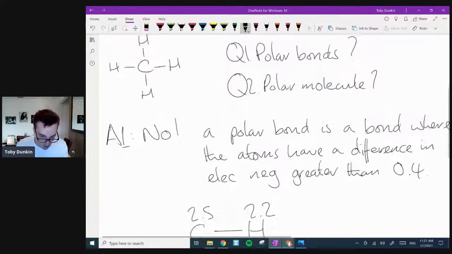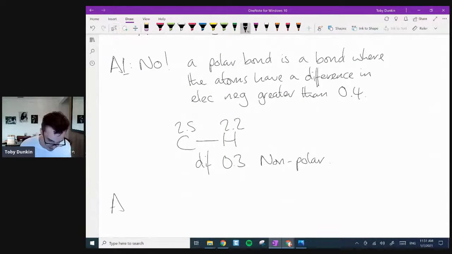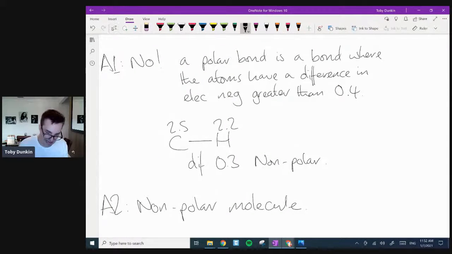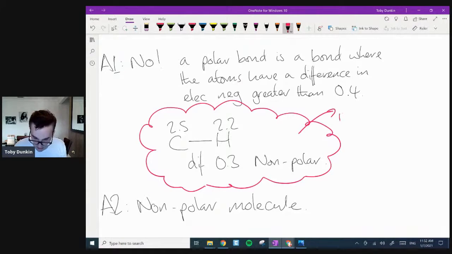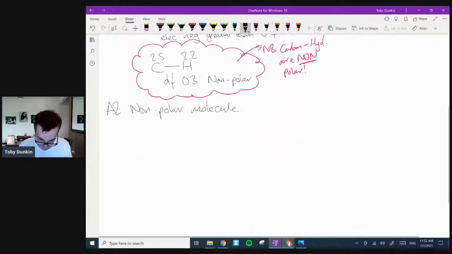Now, since there are no other bonds in this molecule, answer number 2 will be non-polar. This is a non-polar molecule because there are no bonds that are polar. By the way, I cannot stress the importance of this. This is a nota bene: carbon-hydrogen bonds are non-polar. You need to know that, folks. It's important. Right, let's go to example number 2.